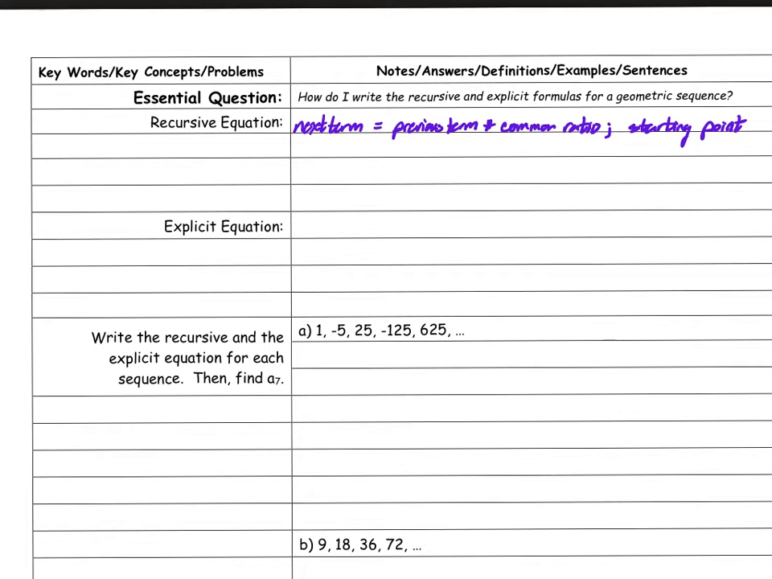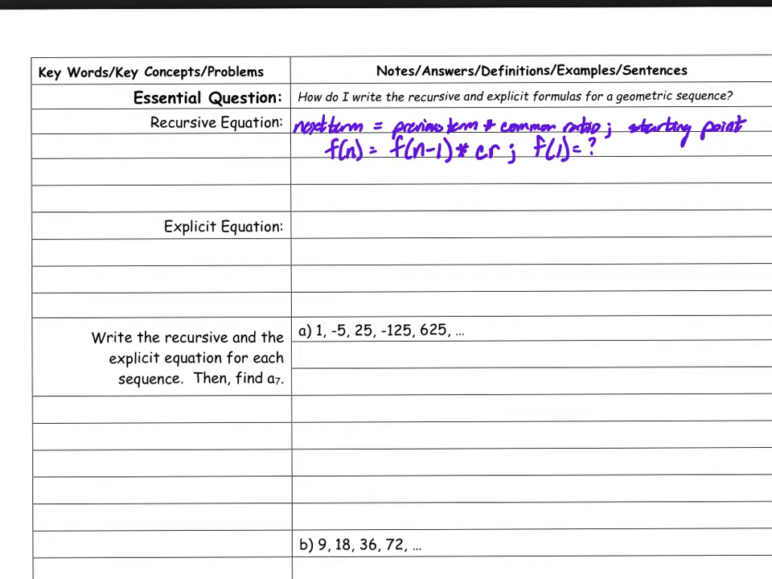I said that in words, right? I wrote that out in words. Now, what does it look like mathematically in equation form? Well, next term is f of n. My previous term is f of n minus 1. And then I'm going to multiply by my common ratio.